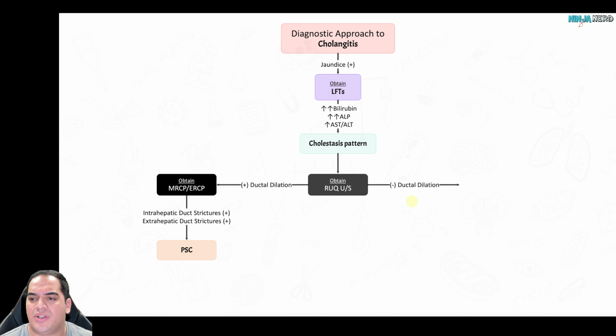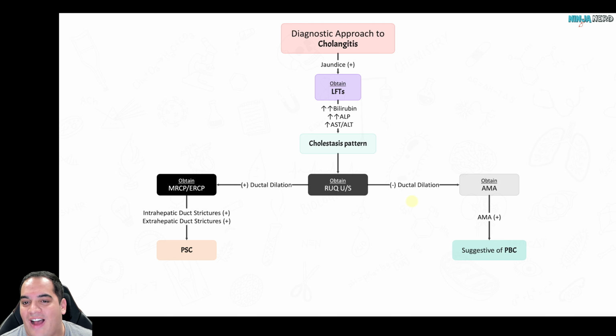In this scenario, it's always good to send off your viral serologies and send off an anti-mitochondrial antibody. The reason why: if the anti-mitochondrial antibody comes back positive, it's really suggestive of PBC. It's about 95% specific. However, it doesn't guarantee that the patient has PBC, and so the only way to truly confirm would be to obtain a biopsy. But oftentimes, this is usually enough to make the diagnosis.